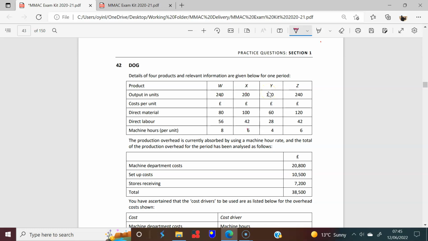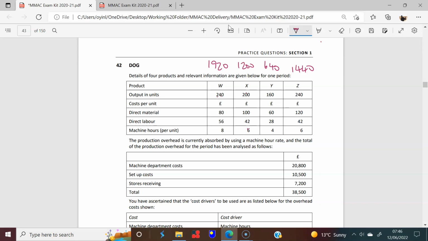So very quickly, I'm just going to multiply these figures. 8 times 240 is 1920. Then 6 times 200 is 1200. Then 4 times 160 is 640. Then 6 times 240, which is 1440. So these are all your hours.